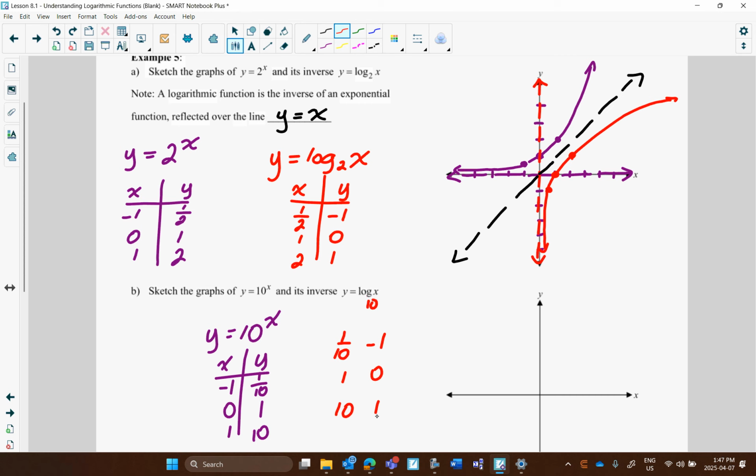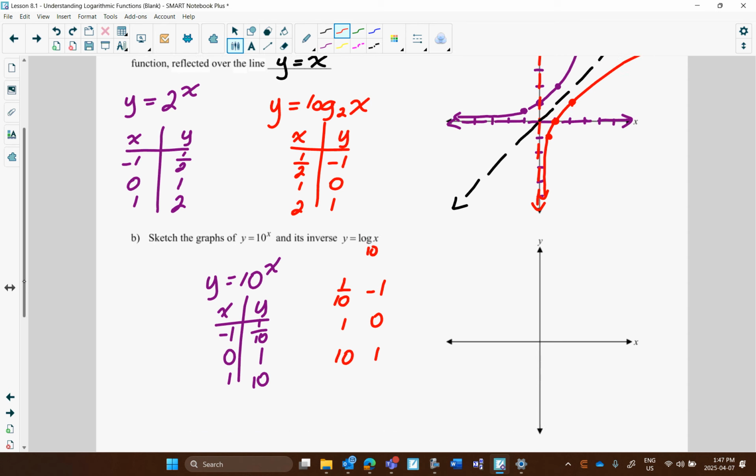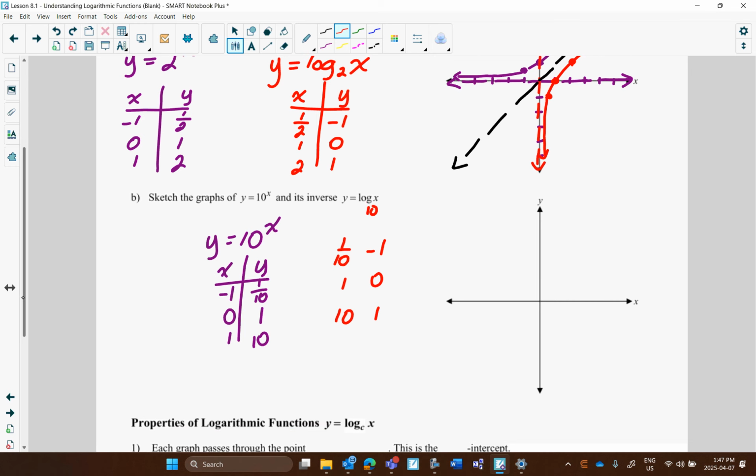I know it's two tables of values, but I'm sure you can do it. Otherwise, it's a little difficult to figure out a table for logs. I always find if you take the exponential one first and then reverse the columns in the table, it works a little bit easier. So remember, this is the one I want. You don't have to graph this or that. You only have to graph these.